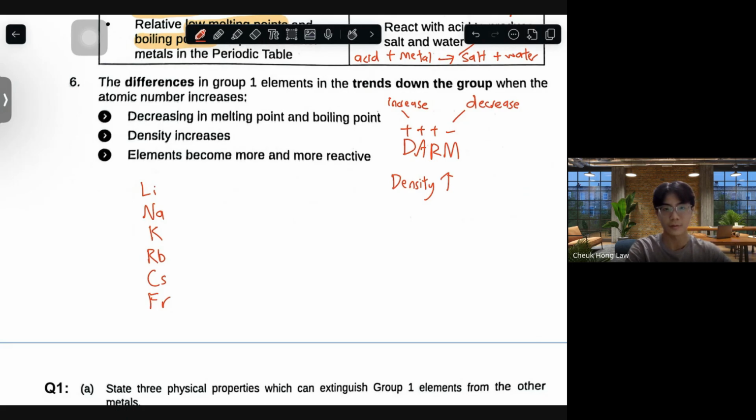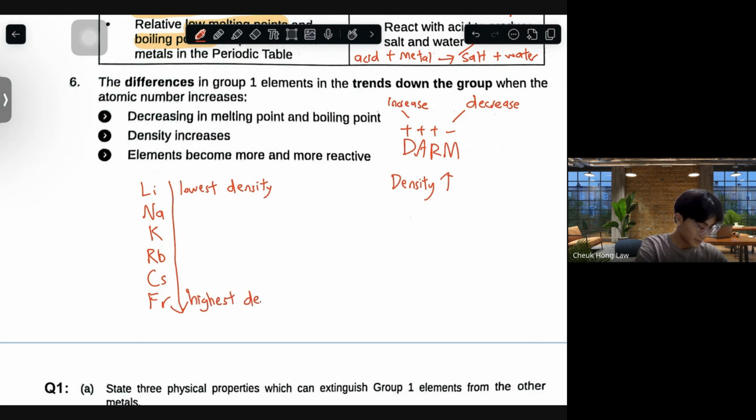Okay, density increases down the group. So down the group, right, lithium will have the lowest density, and francium at the most bottom will have the highest density. That is your first trend down the group. So as it goes down the group, the density of the elements increases.